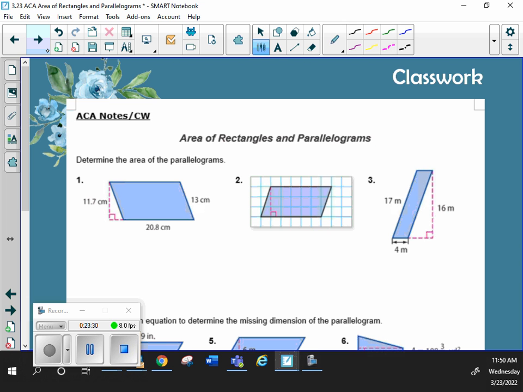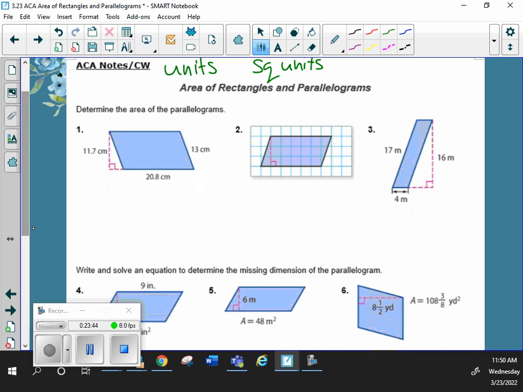Because it's saying units squared. You could also, instead of writing units squared, you could say square units if you want to. It's the same thing. Okay, so let's look at this one. Number 1, starting with our formula. My formula for a parallelogram is A is equal to BH.